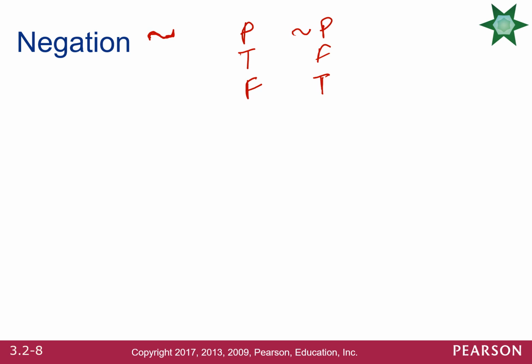So if the statement is the world is round, which is true, if we negate that, then we'll have to say the world is not round, correct? Negation uses the word not. So if the true statement is the world is round, and you negate that and say the world is not round, then that's a false statement. The world is round and you're saying world is not round. That's not correct. That's false.